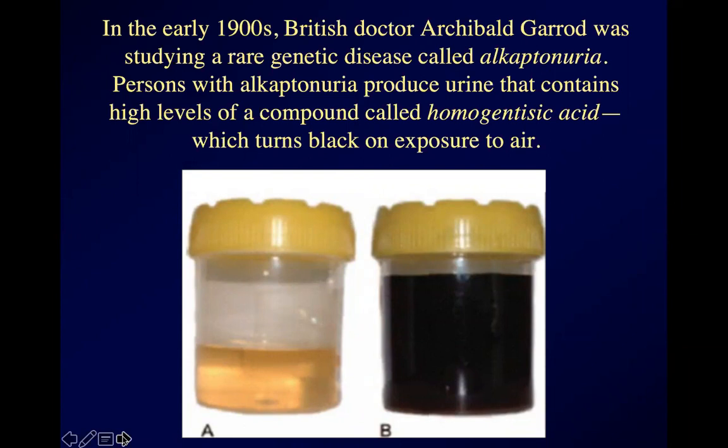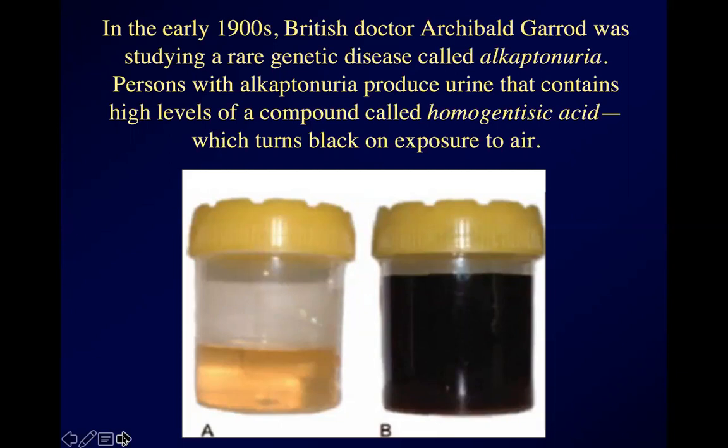If you have alkaptonuria, your urine contains high levels of a chemical called homogentisic acid. And homogentisic acid is transparent, but it reacts with oxygen in the air and starts turning black. So on the left, that's a urine sample freshly collected from someone with alkaptonuria. B, that's a urine sample from somebody with alkaptonuria that's been sitting for about 30 minutes. So if you have alkaptonuria, your pee turns black once it's exposed to air.